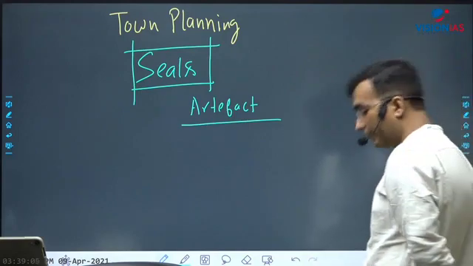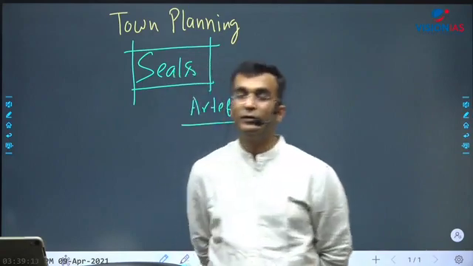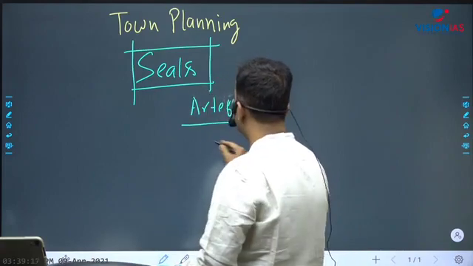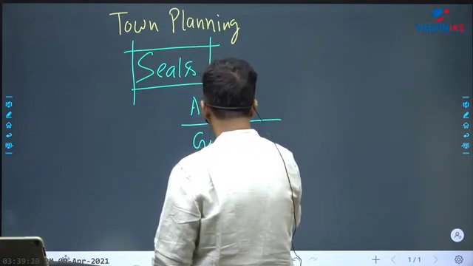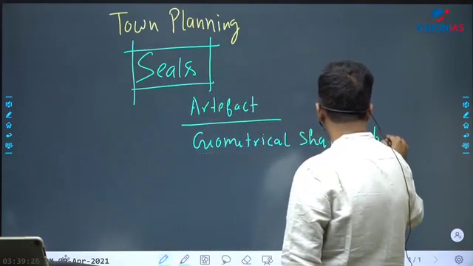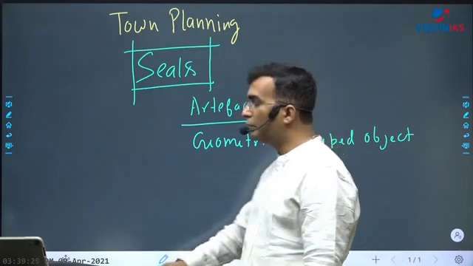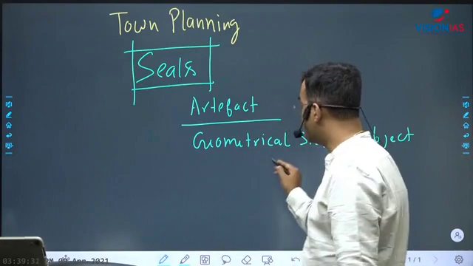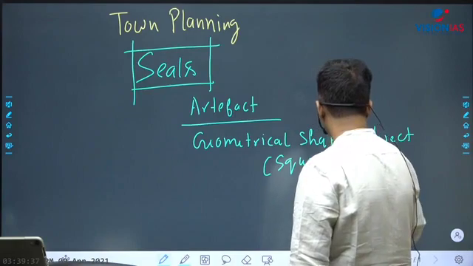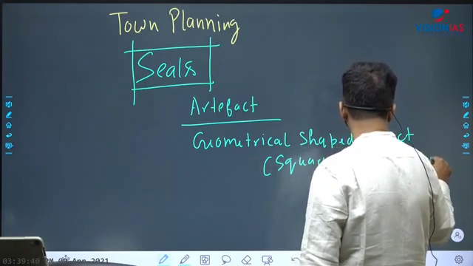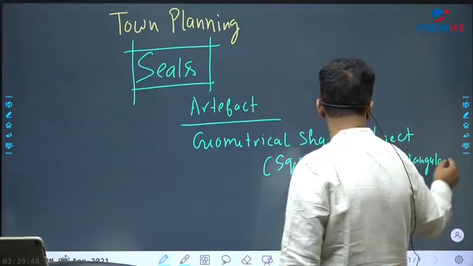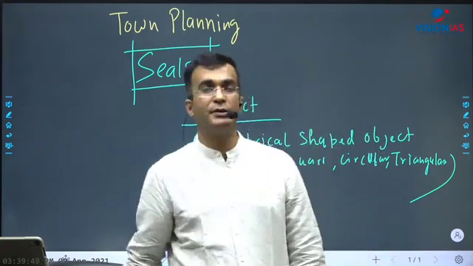Then further you mention, it is a geometrical shaped object, and in brackets you can write square, circle, triangular, etc. It's a geometrical shaped object.